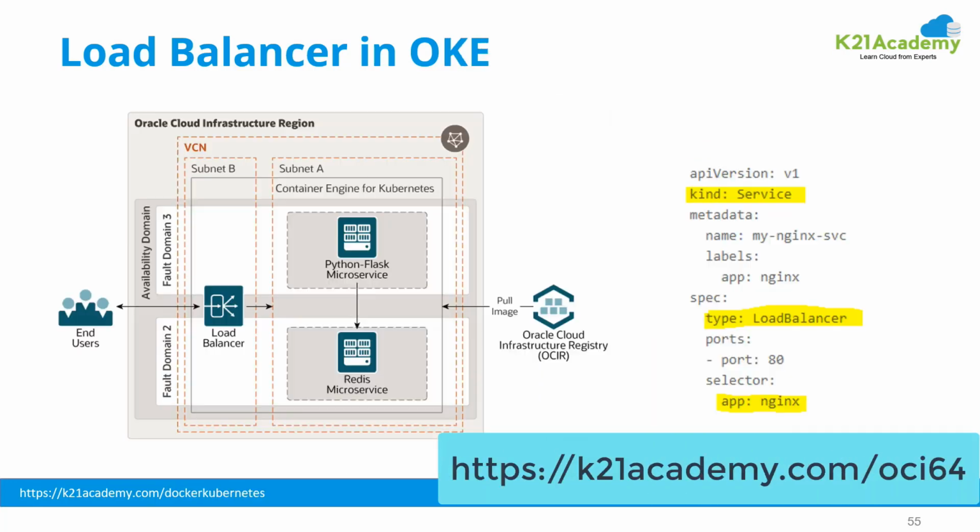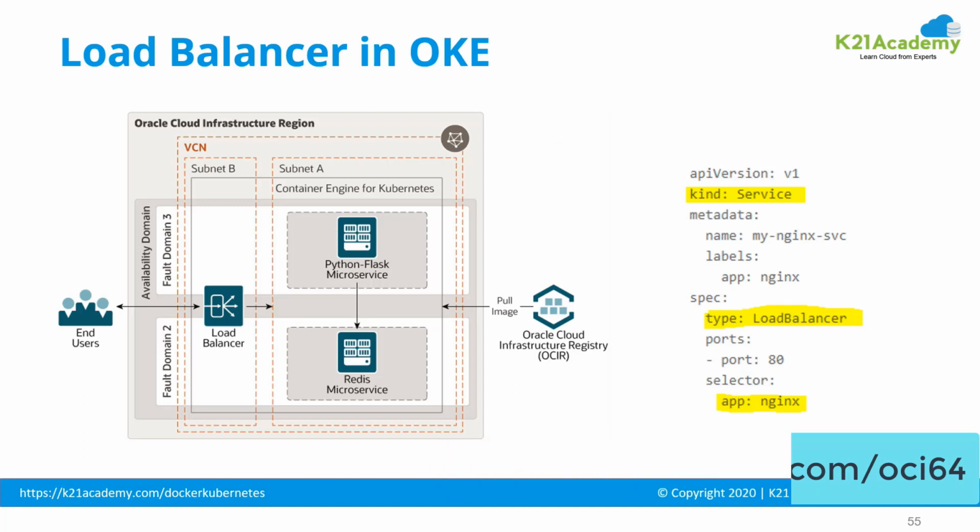ketonacademy.com/OCI 64. So this is an example of a load balancer in Oracle Kubernetes where my kind is Service and the service type is LoadBalancer, which is listening on port number 80. Behind this service, I have pods which have the label app equal to nginx. So my end user will connect to the load balancer, which is a service of type LoadBalancer, forwarding requests to multiple pods with the label app equal to nginx.